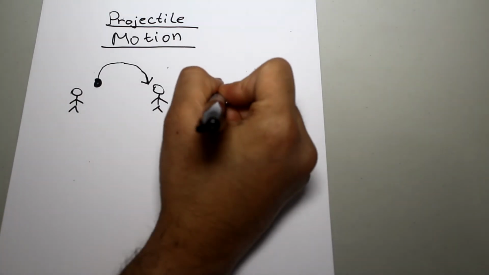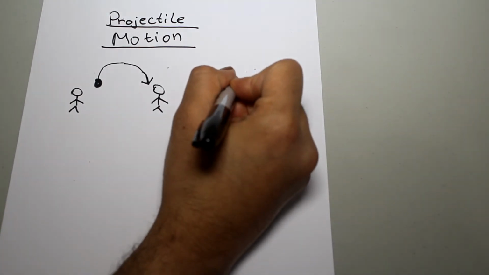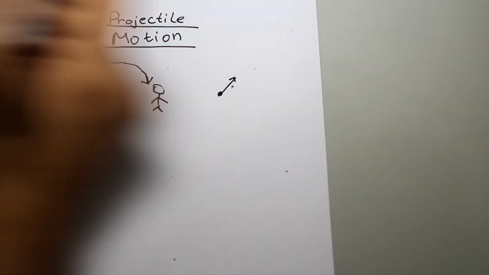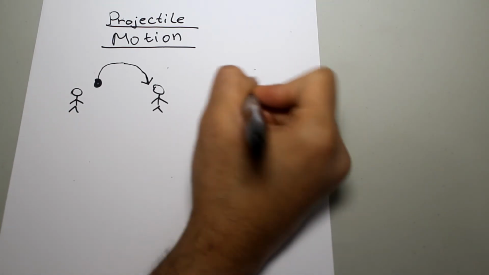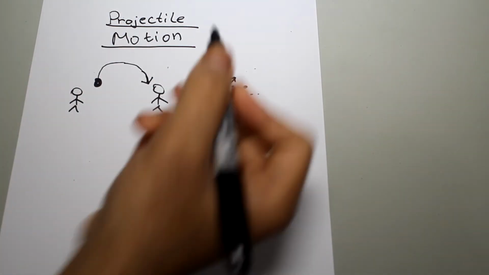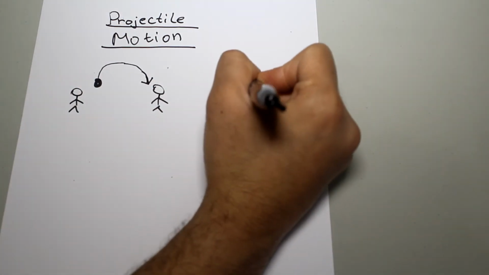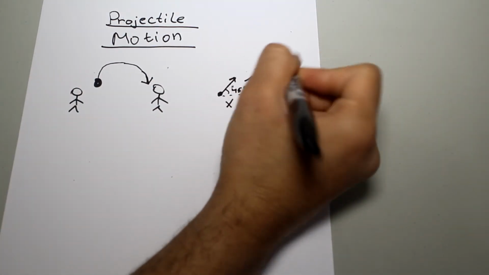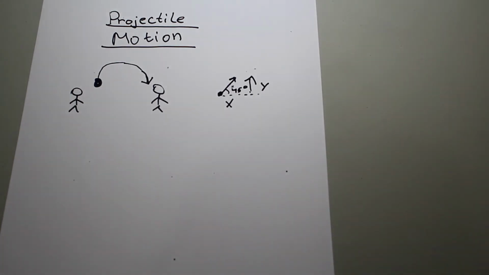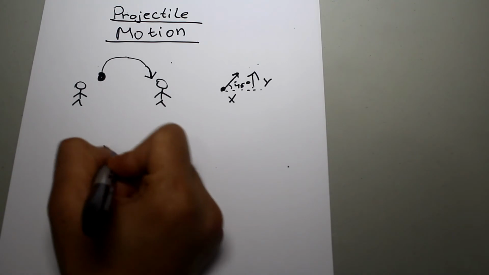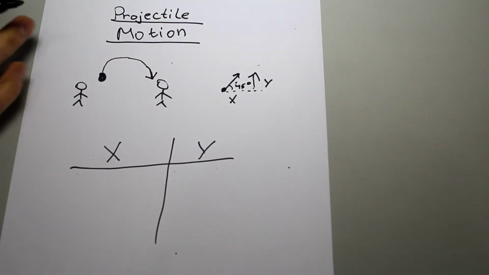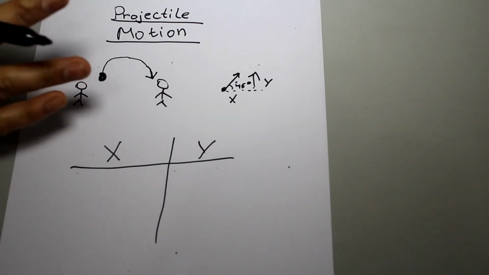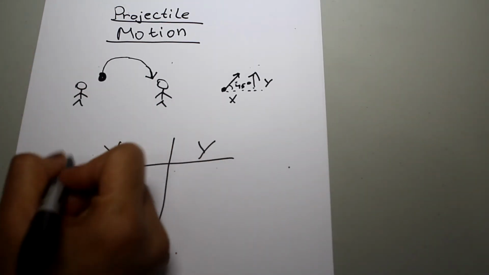The initial velocity might look something like this, and it might be at a 45-degree angle with the horizontal. And given these, we can figure out the x and y components using SOHCAHTOA, like we mentioned in the last video. As I mentioned, projectile motion has x and y components.